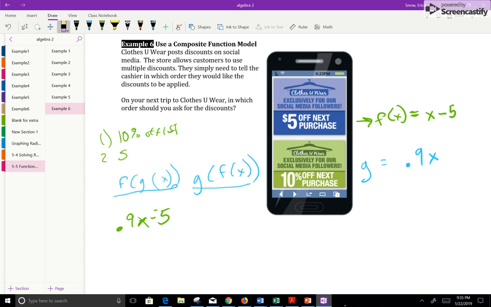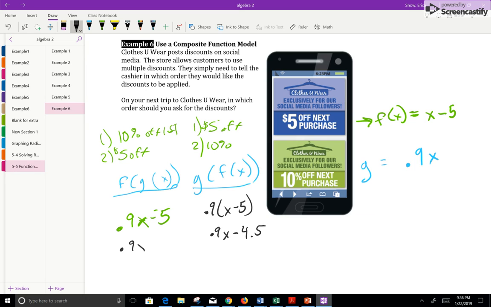This one is if I take the $5 off first and then the 10%. And if I do that, we're going to plug this in like that. Now, if I do this, I'm going to get 0.9x minus 4.5.